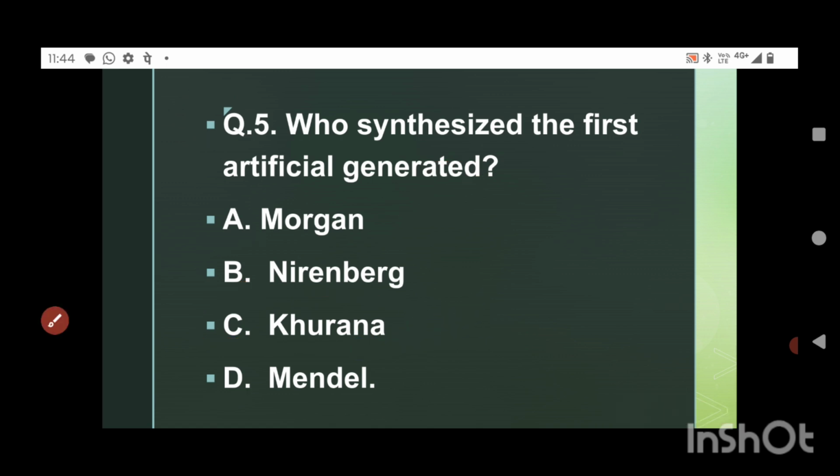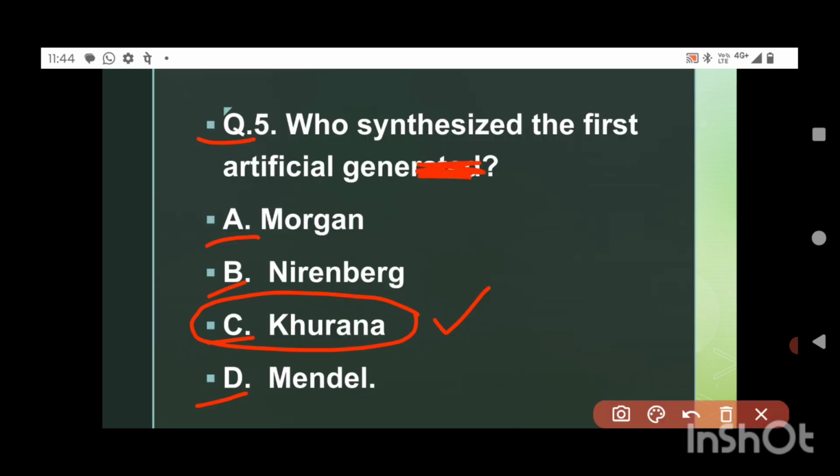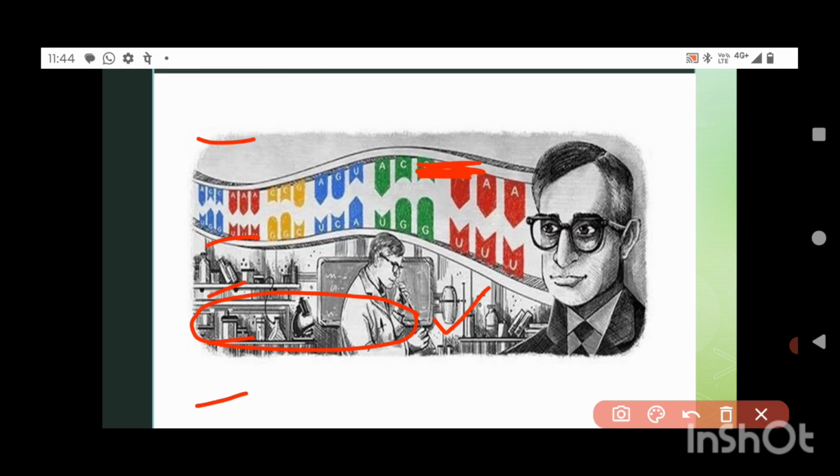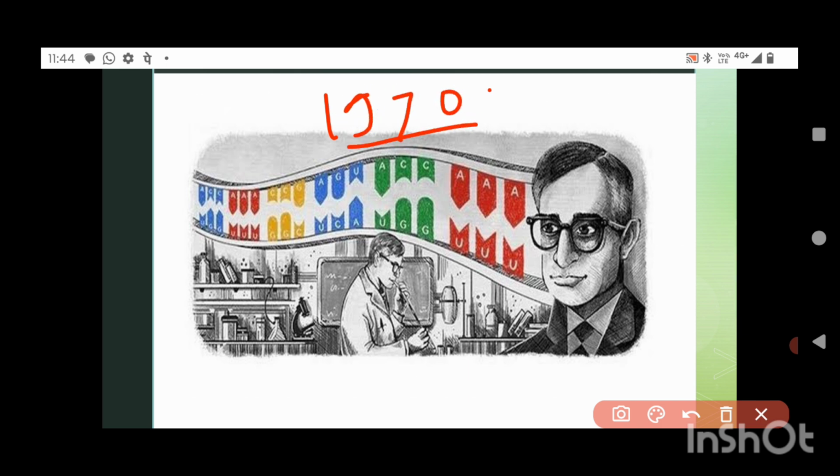Now its explanation part. Hargobind Khurana made the first synthetic or artificial gene in 1970. He produced the first synthetic gene in the laboratory in 1970, and it was a big breakthrough in biotechnology. And for this he was also awarded the Nobel Prize.